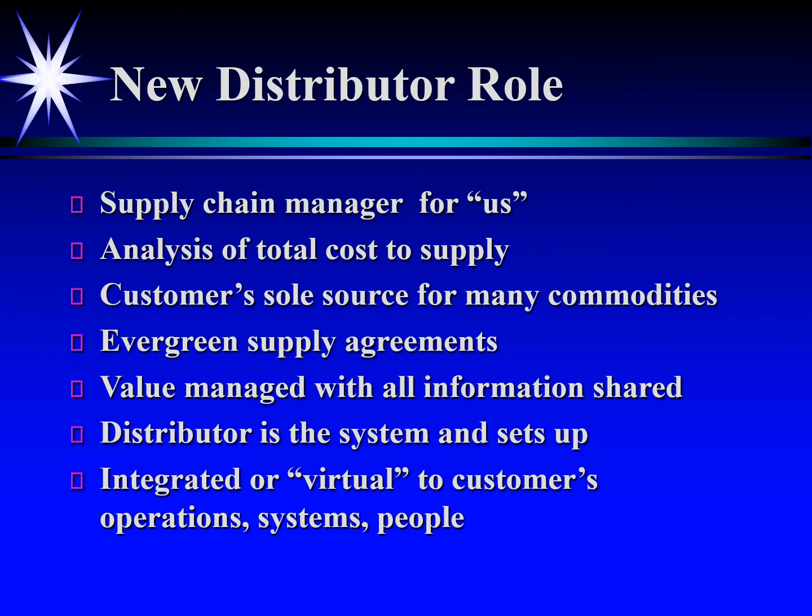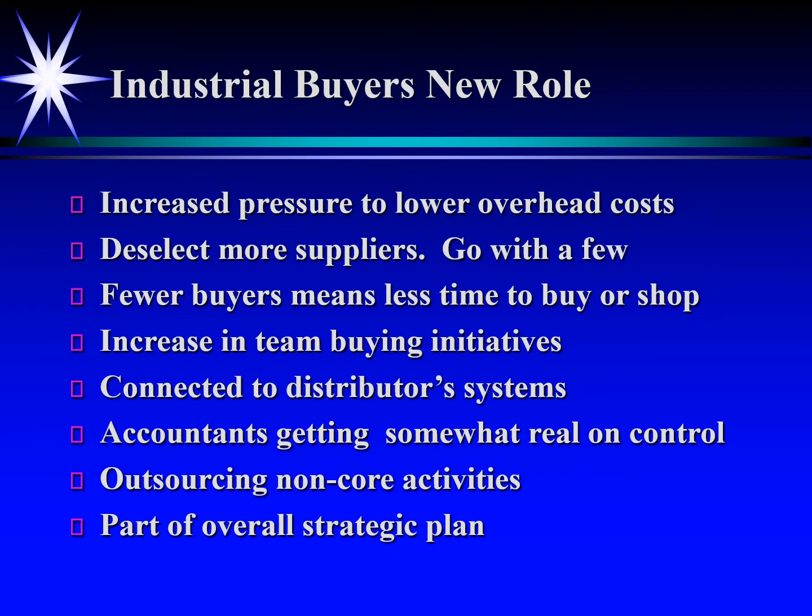All right, I talked a little about what distributors are going to do in the future. You want them to be partners with you in the business, help you with total cost of supply, and you want them to help set up a system so that it is a seamless, non-mistake communication system. Now, industrial buyers have pressure to reduce overhead costs. You may have to deselect more suppliers than you want to, get connected to distributor systems, and also outsource some non-core activities if you have to. Just some things to think about.